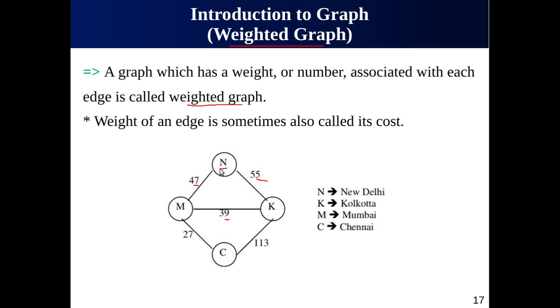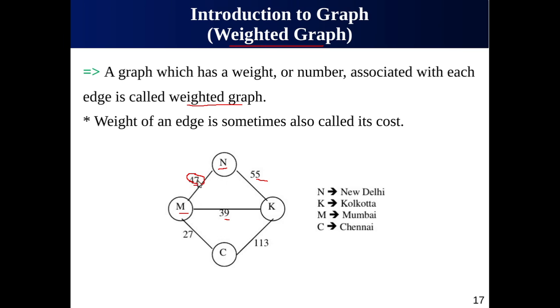Suppose you have two cities N and M, and you want to travel from N to M. N for New Delhi, M for Mumbai. Then this 47 means the distance in kilometers. For example, for traveling from N to M, the distance is 47.